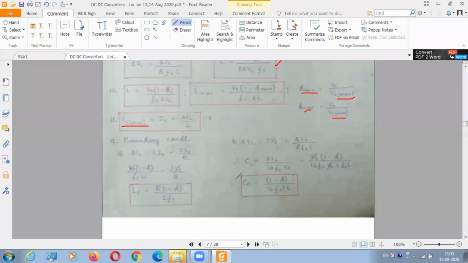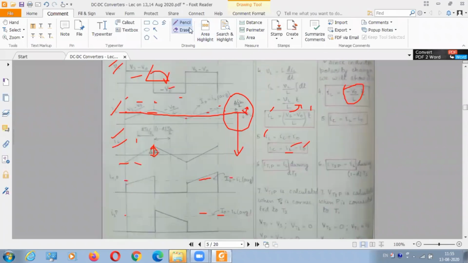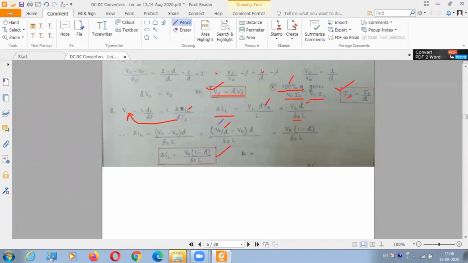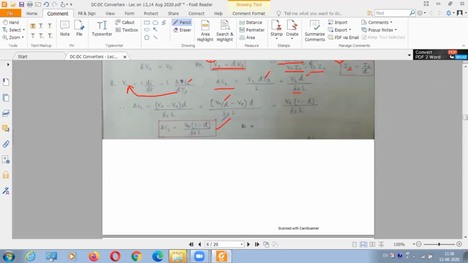IL max, these types of values they ask in GATE. What is the maximum value of IL? So again you have to remember that figure. That's why the figure is very important. See, the average value of IL we know is I naught, right? And this small gap we know is del IL by 2. Can I say this peak point is I naught plus del IL by 2, right? So the maximum value of inductor current is I naught plus del IL by 2, where del IL can be calculated using this formula.